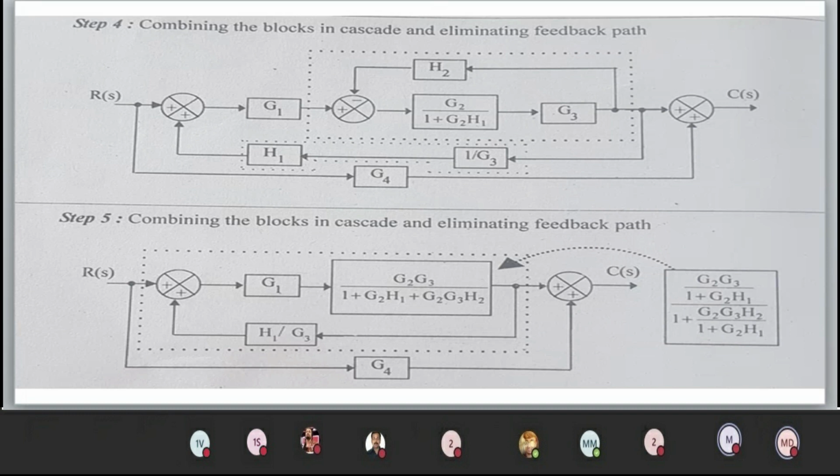And you can notice that H1 and 1 by G3 are connected in cascade, which is nothing but H1 by G3. Now, the blocks are further simplified. G1 is connected in cascade with G2 G3 by 1 plus G2 H1 plus G2 G3 H2. When you connect in cascade, you have to simply multiply. You have a positive feedback H1 by G3.